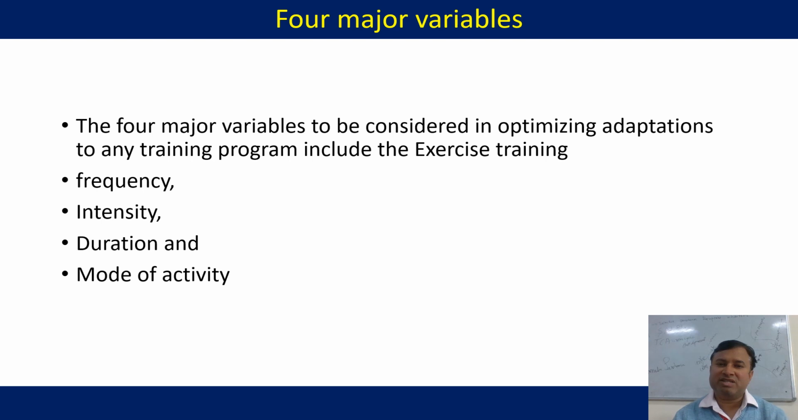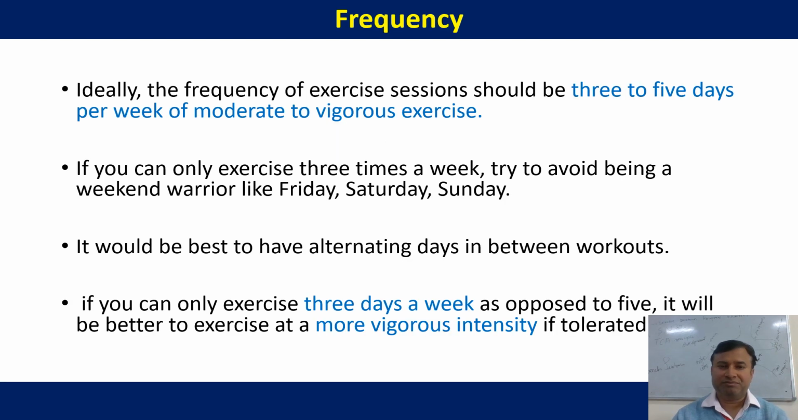So there are four major factors or variables that affect endurance training. First, frequency, second, intensity, third, duration, and fourth, mode. Now first we will discuss frequency, and how it affects endurance training. The frequency of exercise sessions should be 3 to 5 days per week at moderate to vigorous intensity. If you are doing 3 days a week compared to 5 days, then you should do vigorous exercise.